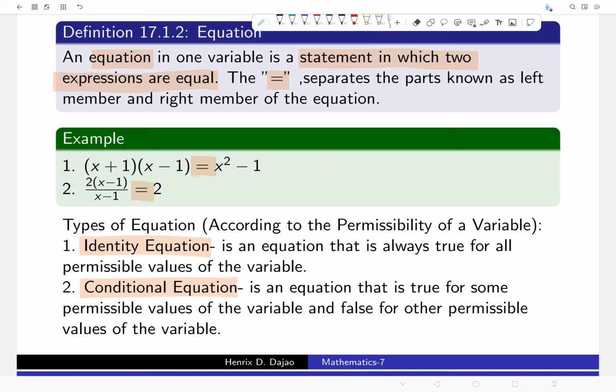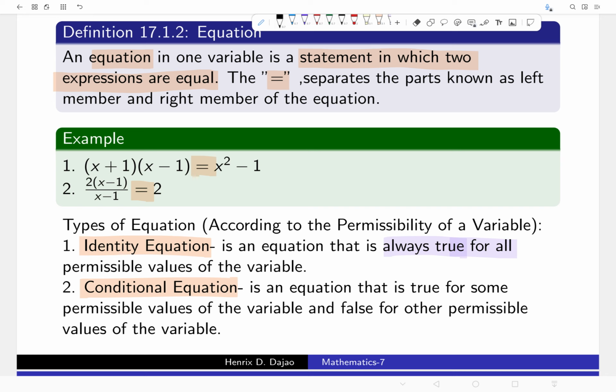This is a type of equation that is always true for all permissible values of the variable. Let's say, for example, what are these permissible values of the variable? These are the values that we can substitute for x or any variable that will make our expressions defined.